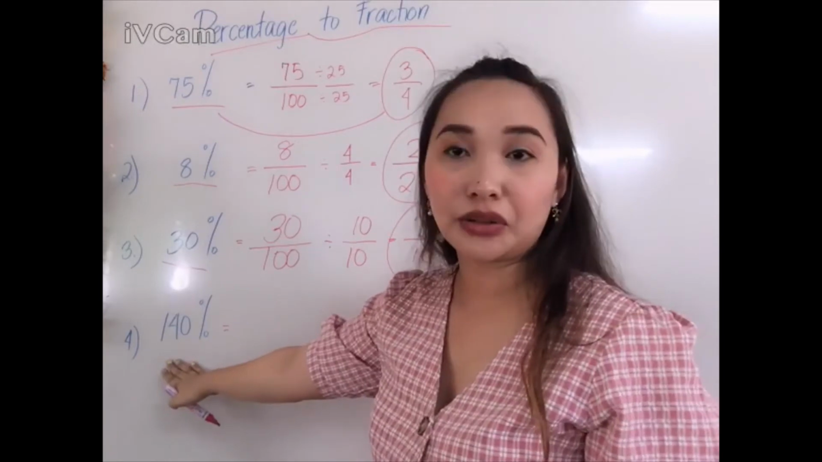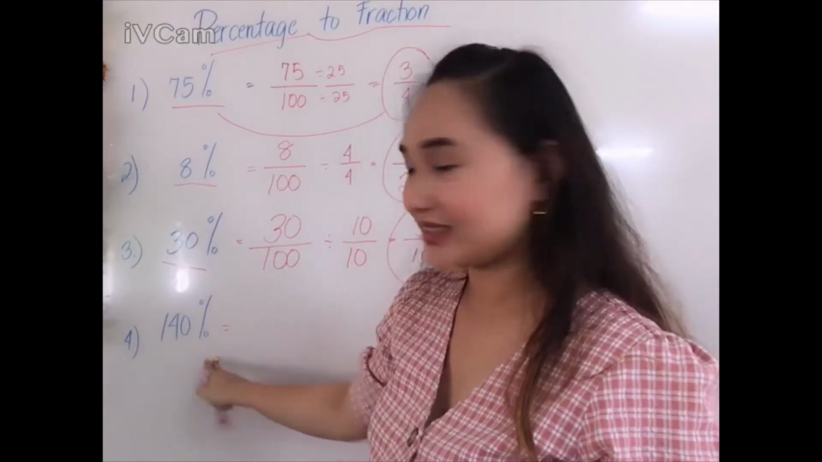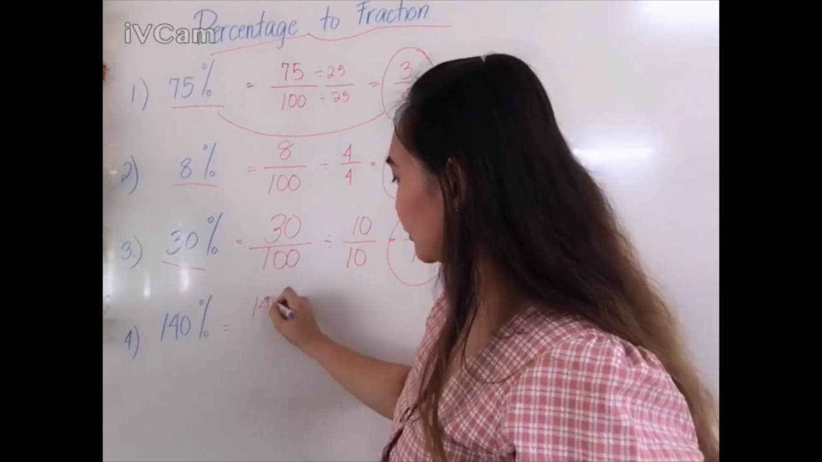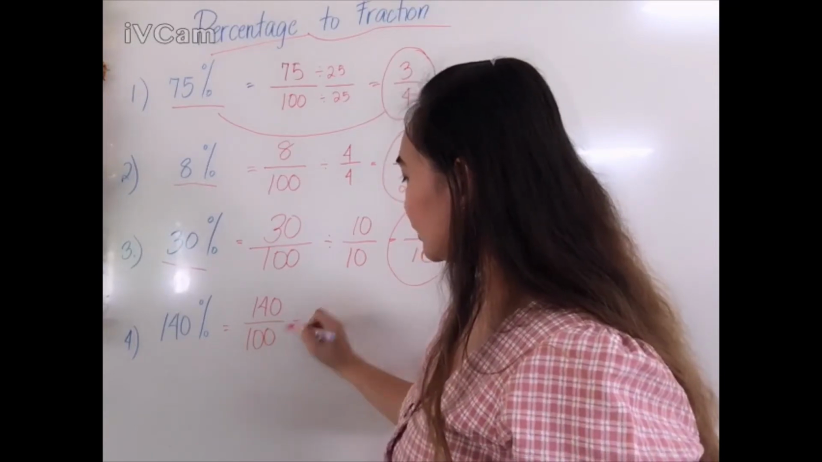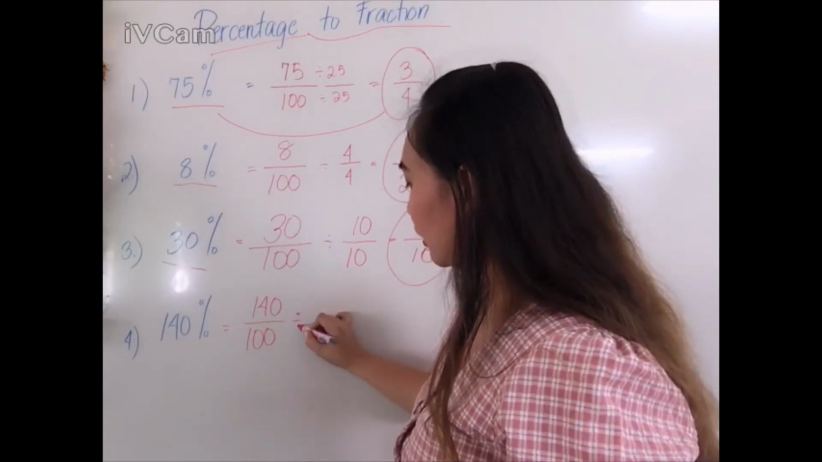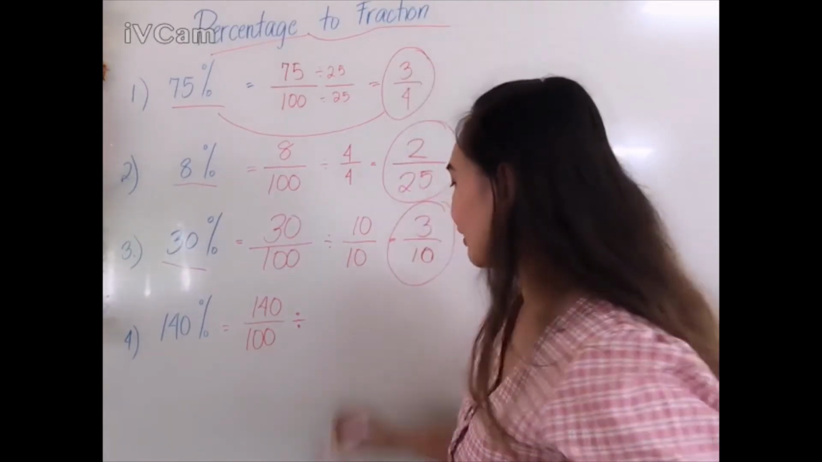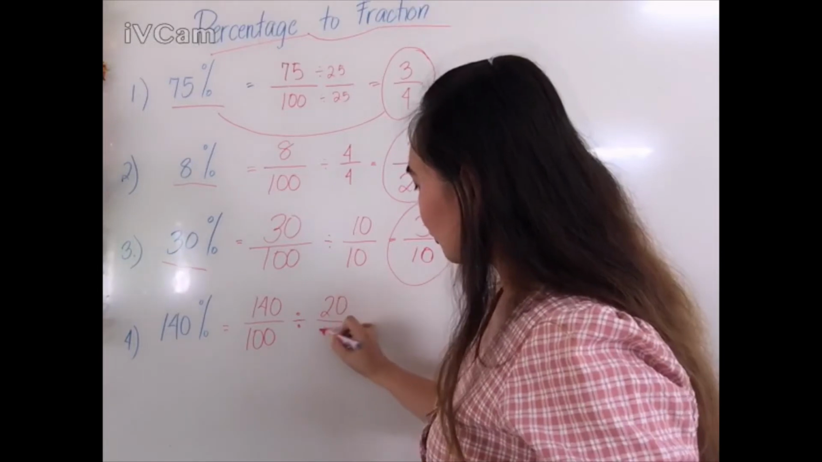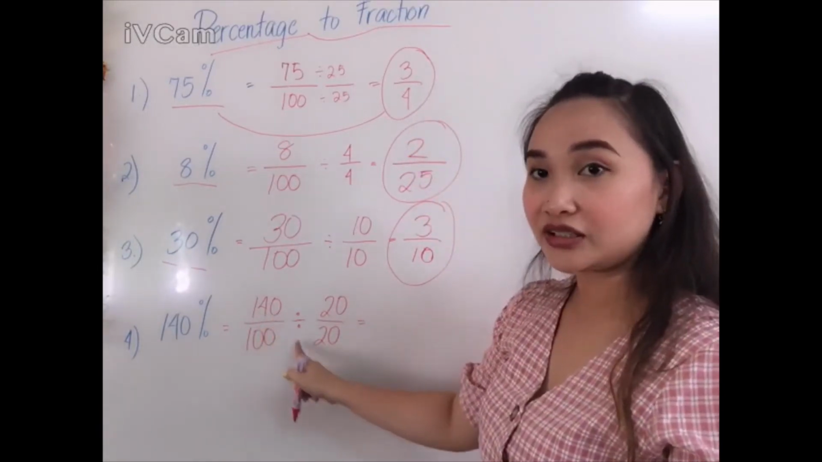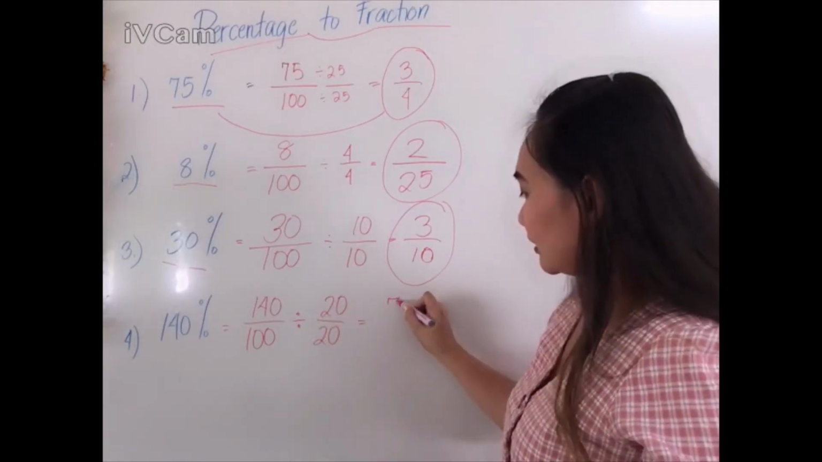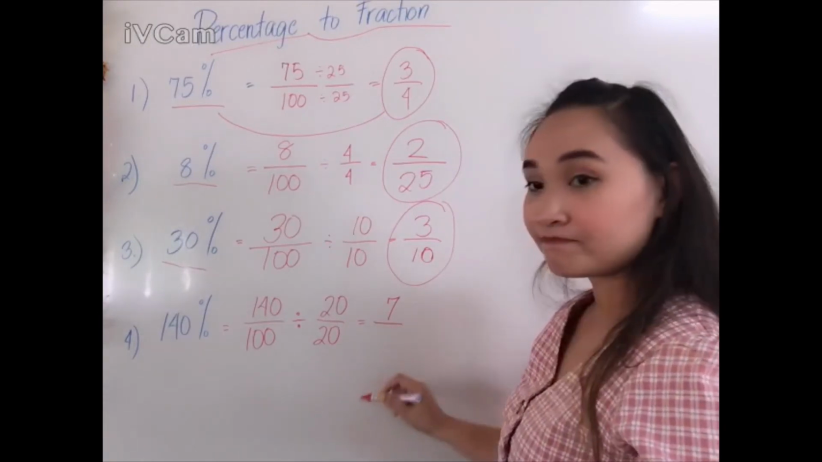Now, how about number 4 example? So, we have 140%. Okay, so let's write 140 over 100. Now, we're going to divide it by what number? 20. Very good. So we can divide it by 20. So 140 divided by 20 is 7. 100 divided by 20 is 5.